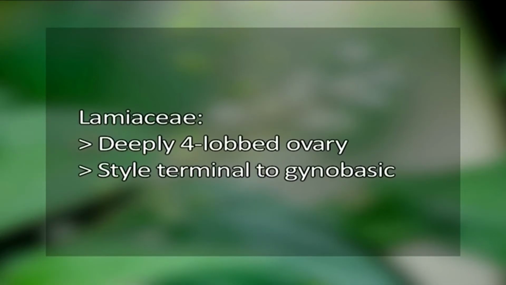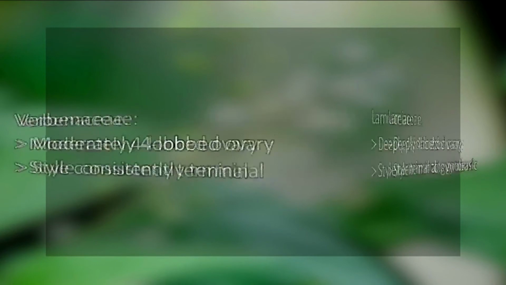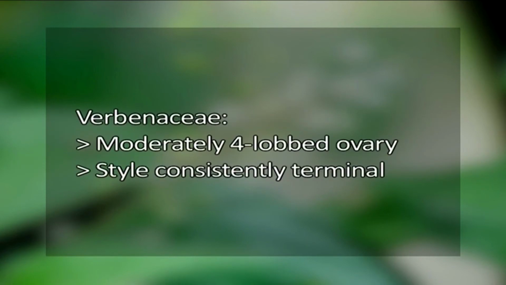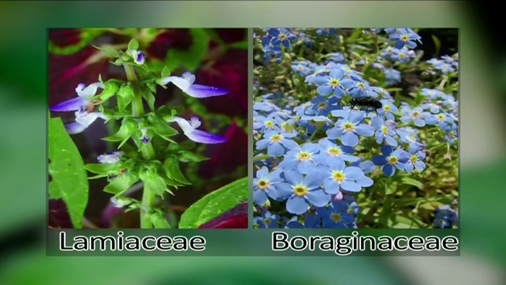These are the characters on the basis of which it can be distinguished from Verbenaceae. The Lamiaceae has a deeply four-lobed ovary, and the style in Lamiaceae is terminal to gynobasic, while in the case of Verbenaceae, the ovary is not deeply but moderately four-lobed, and the style is consistently terminal. Although Lamiaceae and Boraginaceae is one more family.